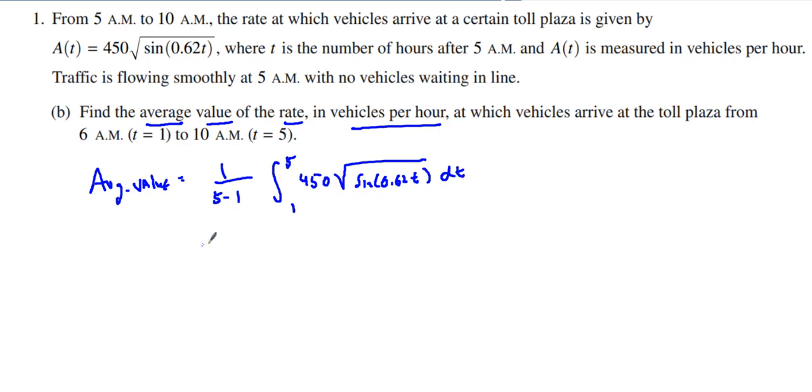And that gives me my average number of vehicles, which is 375.537, and that will be in vehicles per hour. Why is it vehicles per hour? The integral gives you vehicles. This is 1 over 5 minus 1 hours, so that leaves us with vehicles per hour. And that is my average rate from 6 a.m. to 10 a.m. in the morning.